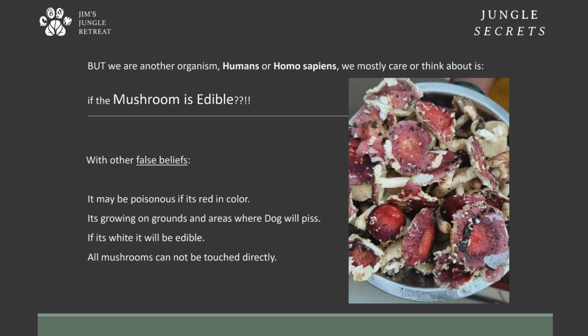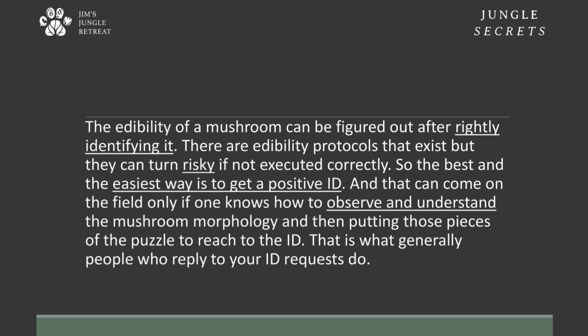So yes. Then the question is, how does one figure out the edibility of a mushroom, right? That is one of the main questions for us humans. So please take a point and note this: the edibility of a mushroom can be figured out after rightly identifying it. There are edibility protocols that exist, but they can turn risky if not executed correctly.